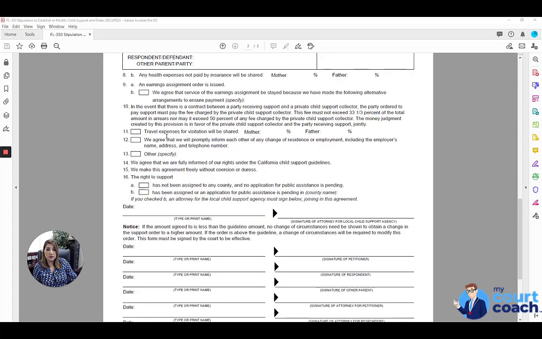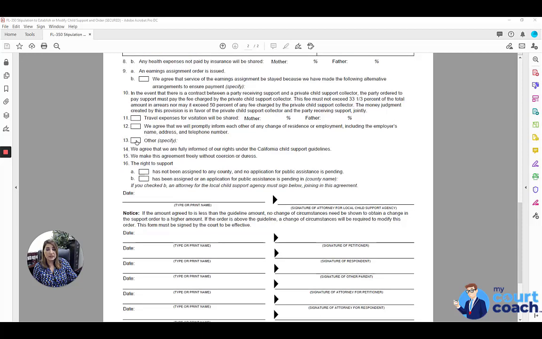In line 11, if you are agreeing to share in any sort of transportation costs, you would mark this box and specify the percentages that each parent will pay towards those travel expenses. Line 12, if you are in agreement to share with each other if your employer or employment changes, you would mark this box. And this just states that you agree to notify the other if that information changes.